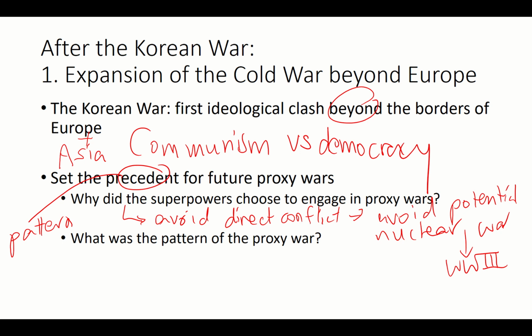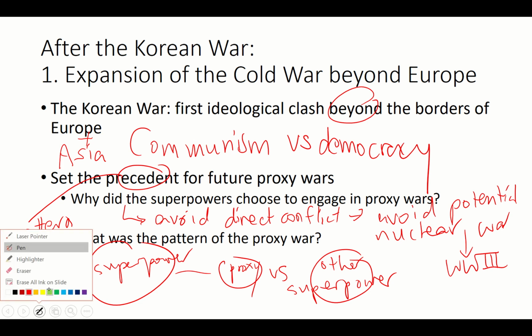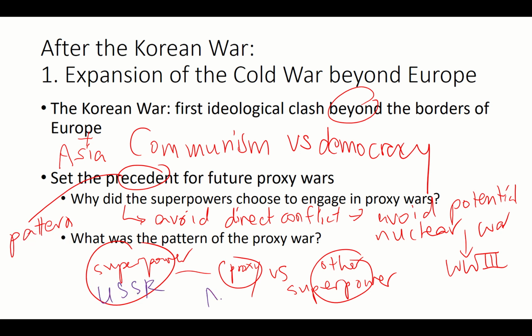And what is the pattern of the proxy war? We always see a superpower with a proxy versus the other superpower. So in the case of the Korean War, the USSR, let me use another pen color, say purple, the USSR supports North Korea, versus South Korea plus the USA. The point I'm trying to make here is that one of the superpowers is involved directly, but the other one never is. I'll give you some examples later.